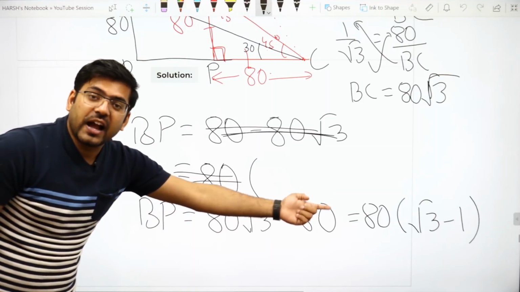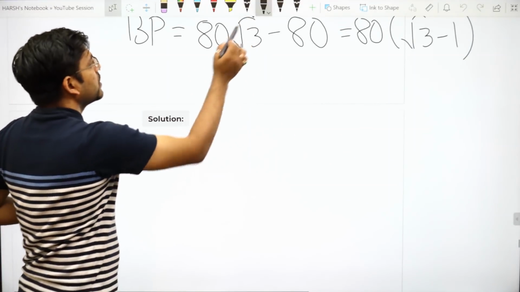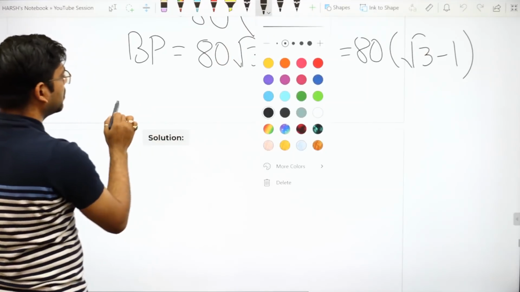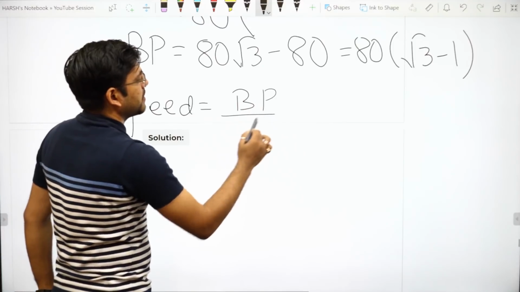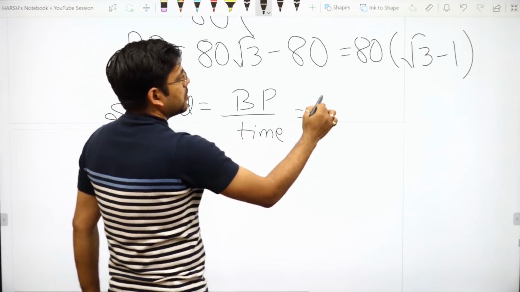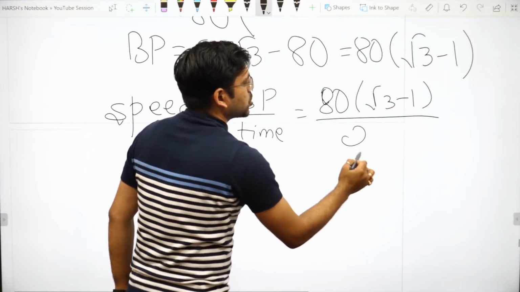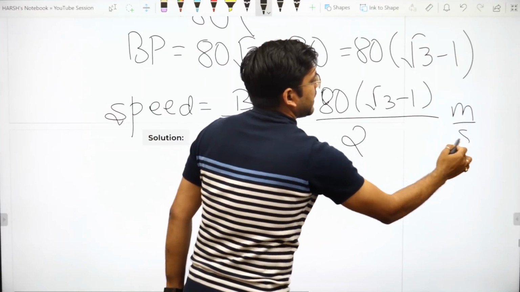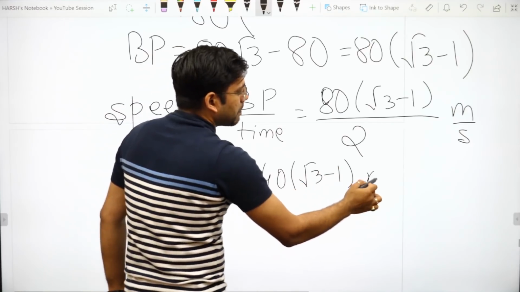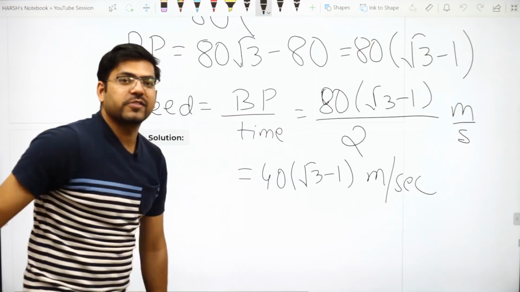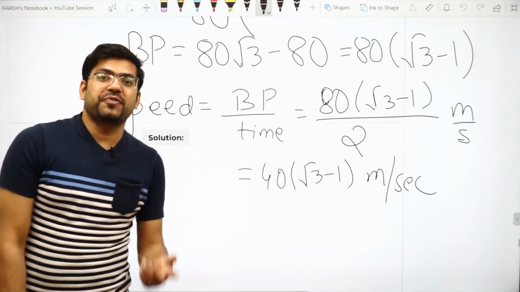Now this is distance and you need to find the speed. So what I will be telling you, that speed is, here write down, speed is BP, distance divided by time. So that is 80 root 3 minus 1 divided by time is 2, and this was in meter and this was in second. So this will be like 40 times root 3 minus 1 meter per second. Isn't it? This will be 40 into root 3 minus 1 meter per second. So with this speed, bird is flying.